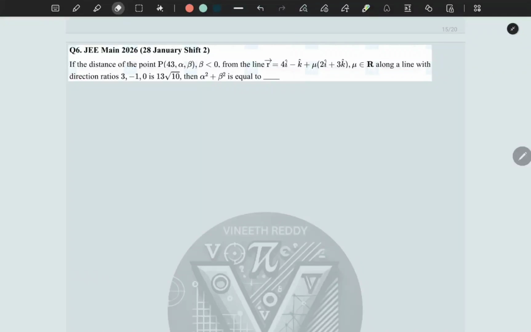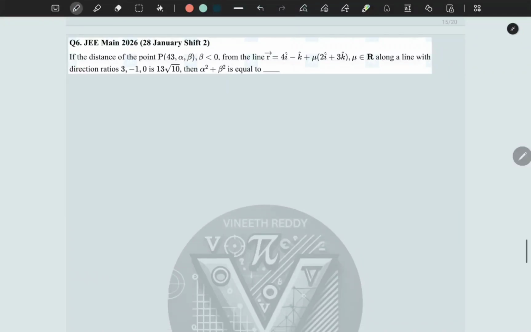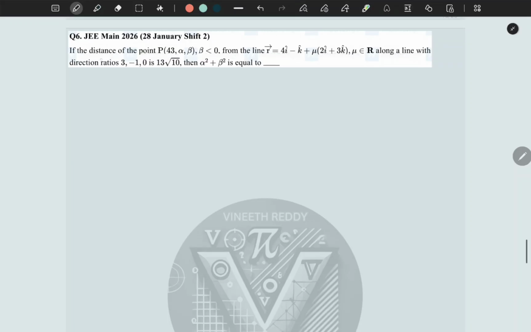Hello students, so in this video we will be solving questions related to distance of a point from a line measured along a line. The first question says: if the distance of the point P(43, alpha, beta), beta less than 0, from the line, measured along a line with direction ratios 3, -1, 0, is 13 root 10, then find alpha square plus beta square. So let us try to represent it in the form of a diagram.